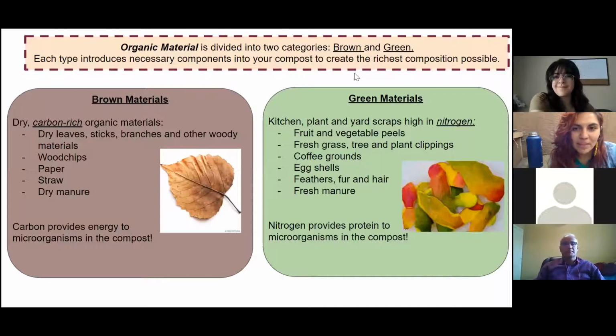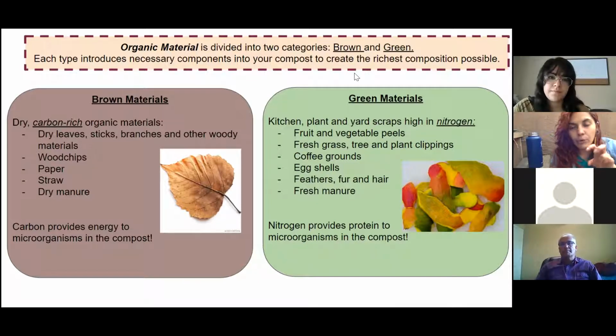We appreciate you. So when we're talking about organic material going into compost, there are two types, and each type gives a really important ingredient to the compost. So we have brown materials, which are carbon rich, and the carbon gives energy to the microorganisms that are creating the compost. Brown materials are the dry, brown colored materials like dry leaves, sticks, woody material, dry paper, wood chips, and straw. And if you're dealing with manure, the dried out manure is considered a brown material as well.